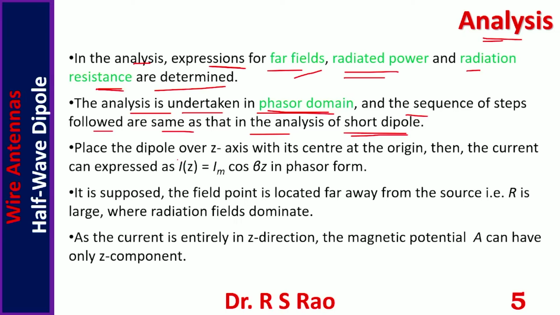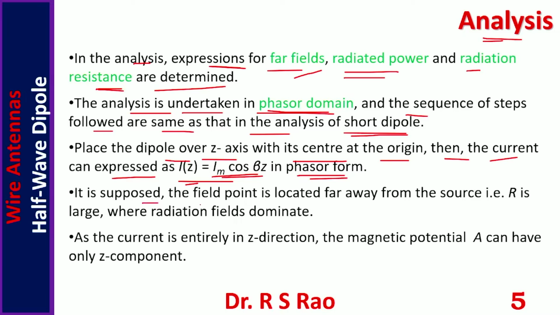To go further in the analysis, place the dipole over z-axis with its center at the origin. Then the current can be expressed as I of z is Im cos beta z. We have just seen current varies in a sinusoidal manner, maximum at the center, 0 at the ends. So the corresponding expression becomes cos beta z when the dipole is placed along z-axis, centered over the origin. This is phasor domain current.